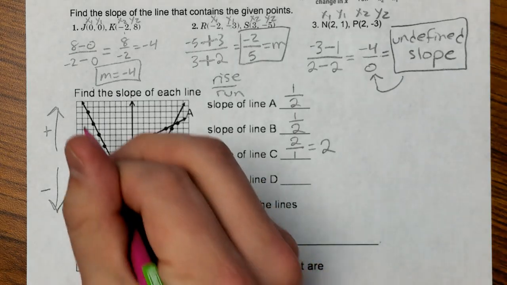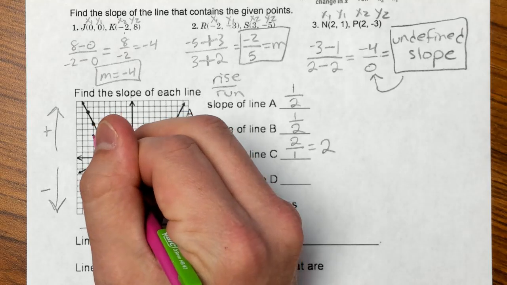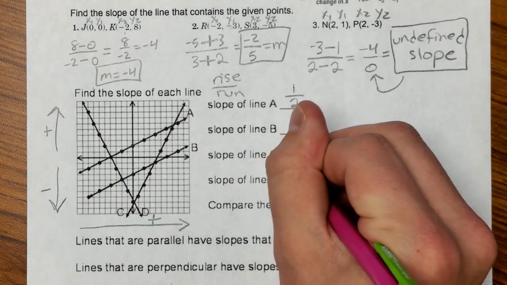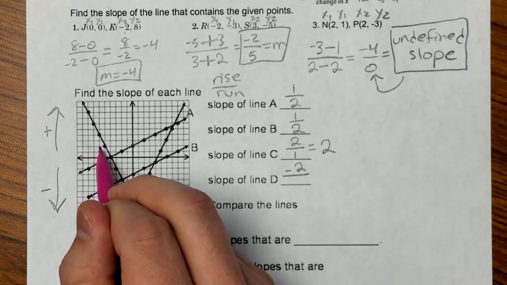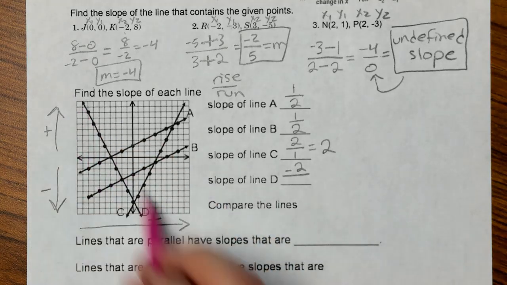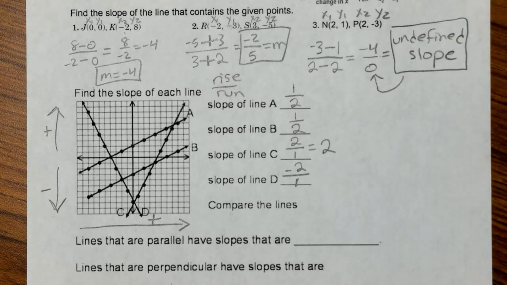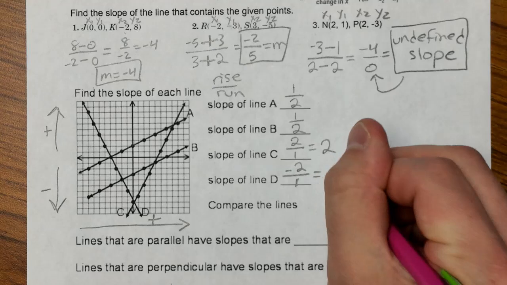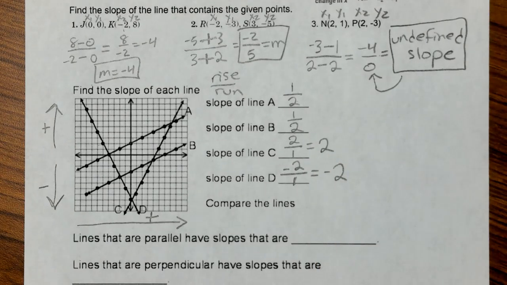And then D. Well, D is this line going here. This time I'm going down 2, so I'm going to represent it with -2 going down. And I move to the right 1. Even though this is going down, I'm moving 1 to the right. My 1 value on my run is still positive. Well, what is -2 over 1 reduced down to? -2 this time. Well, is our line going from left to right going down? Yes, it is.